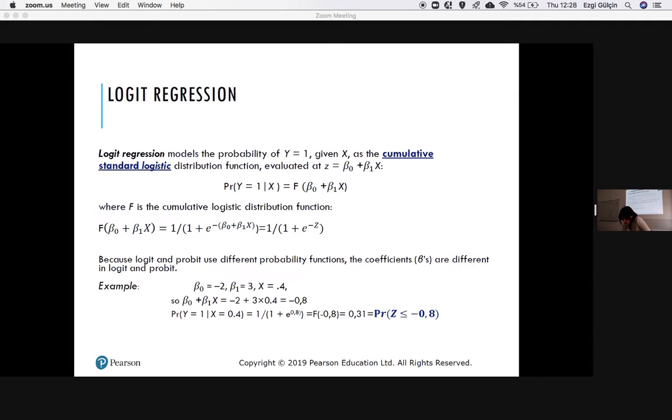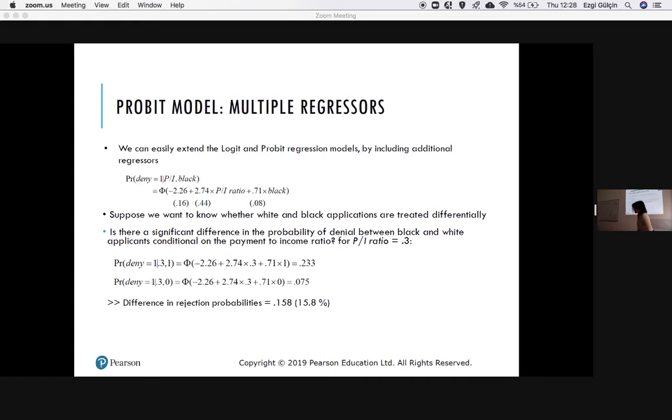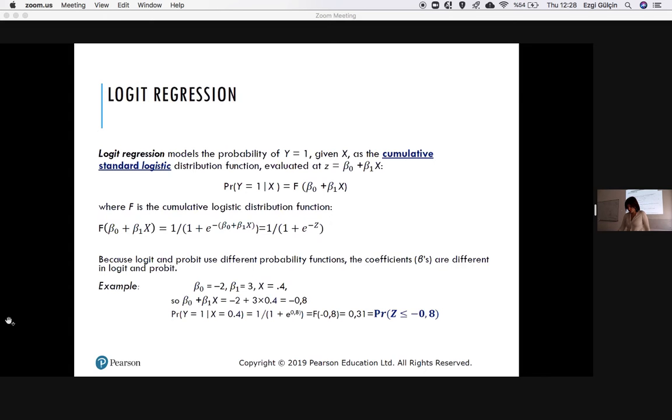It would be interesting to do this same exercise when x is equal to 0.4. We would see that the effect is different. Other questions?